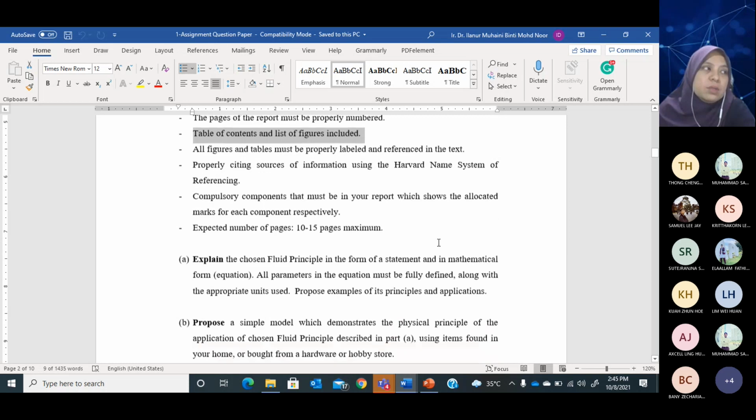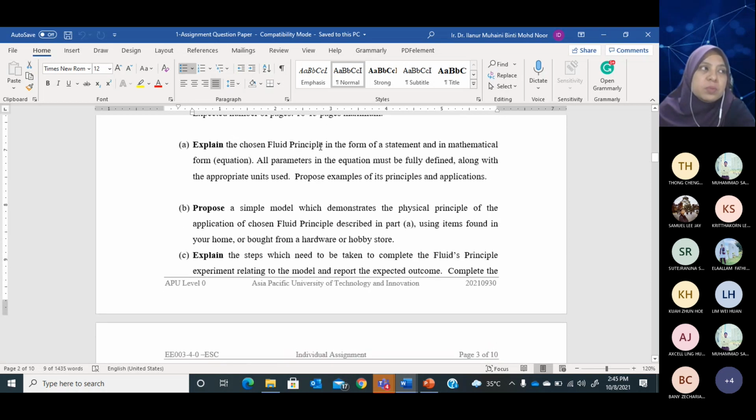Okay. After that, explain the chosen fluid principle in form of statement. Because some student, when they send the formula only, they don't send in the terms of paragraph. So both must have. That one you can copy from the slide also. Mathematical form, don't copy, later become blur. So try to type. Okay, type you know right how to type. I assume you already know.